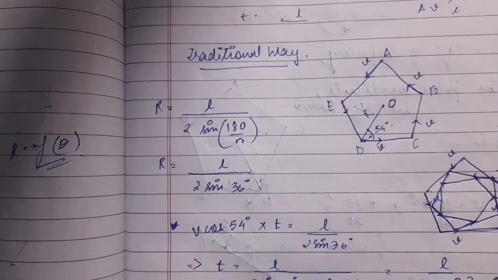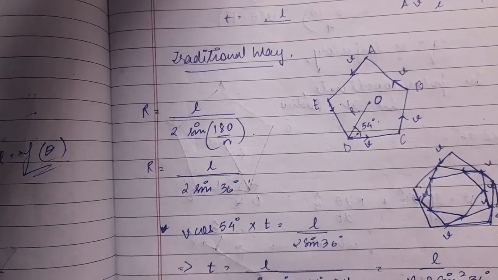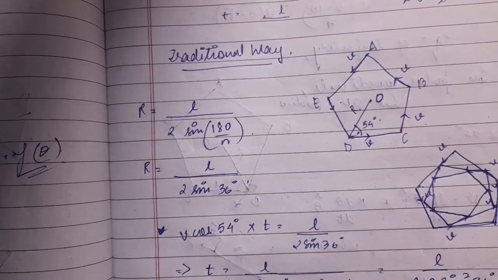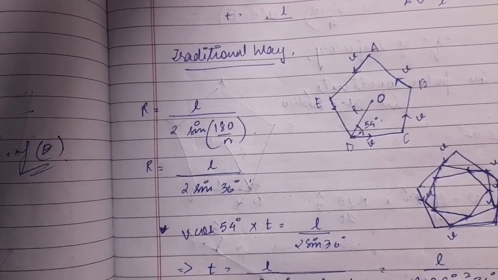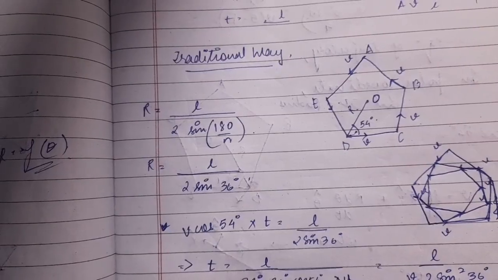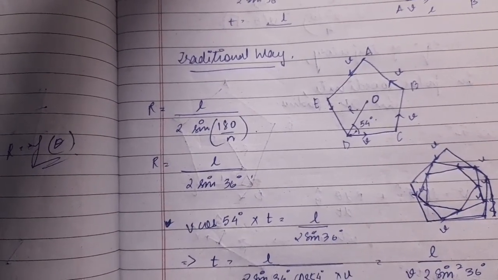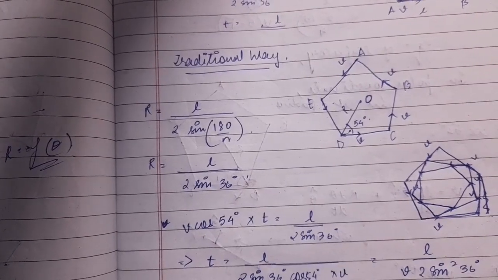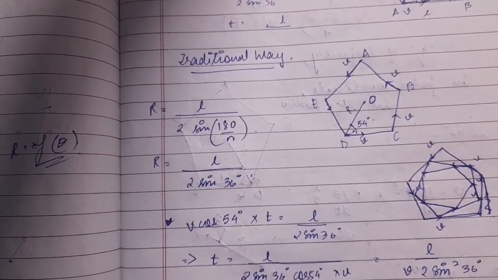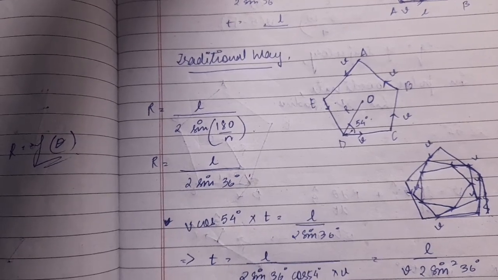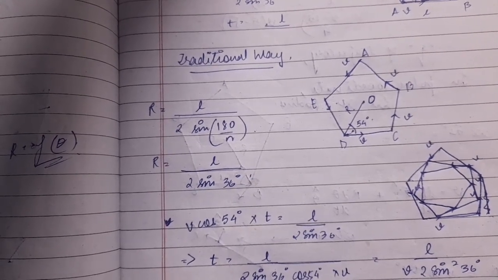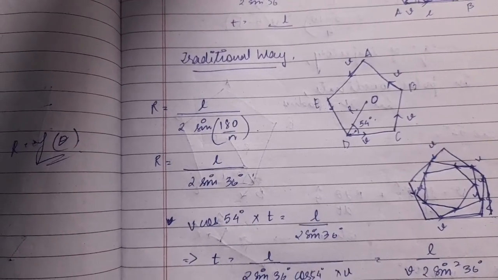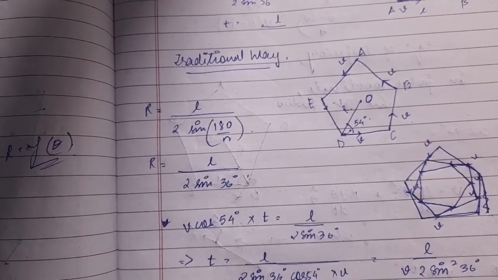So hello everyone. The first way, or you can say the traditional way, of solving this problem is that we can first take the distance of any of the particles. I have taken particle D and its distance from the center. If I say the distance is r, then we have a formula for a regular polygon: the distance of any of its vertices from the center is L by 2 sin(180/n), where n is the number of sides in the polygon. So r is equal to L by 2 sin 36 in this case.